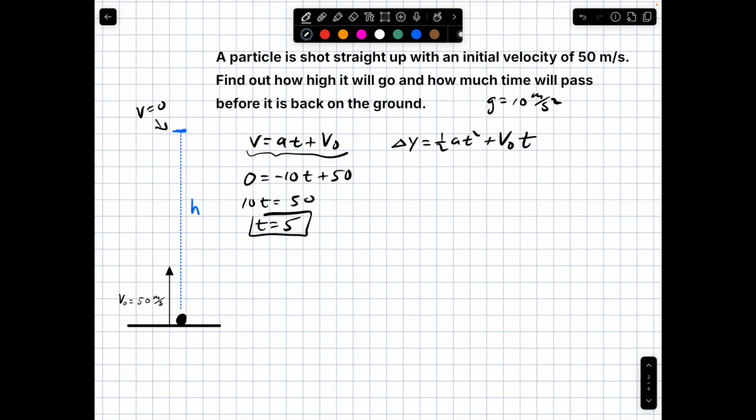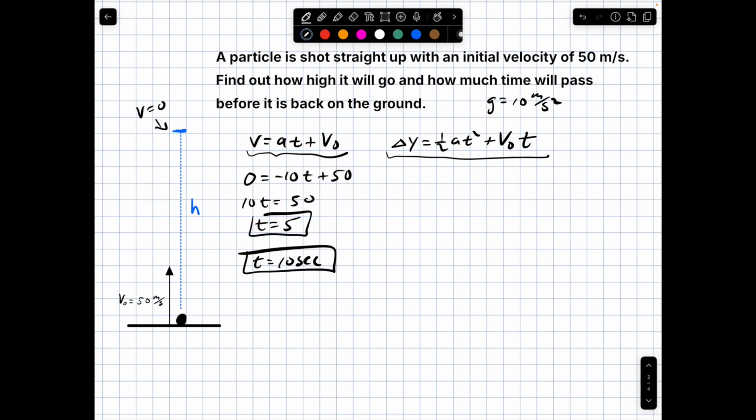So it's going to take me 5 seconds to get to the top, and it would make sense, since it's coming back to the same ground, it's going to take 5 more seconds to get down. So the total time it's going to take here is going to be t is equal to 10 seconds. Okay, so that answers the first part.